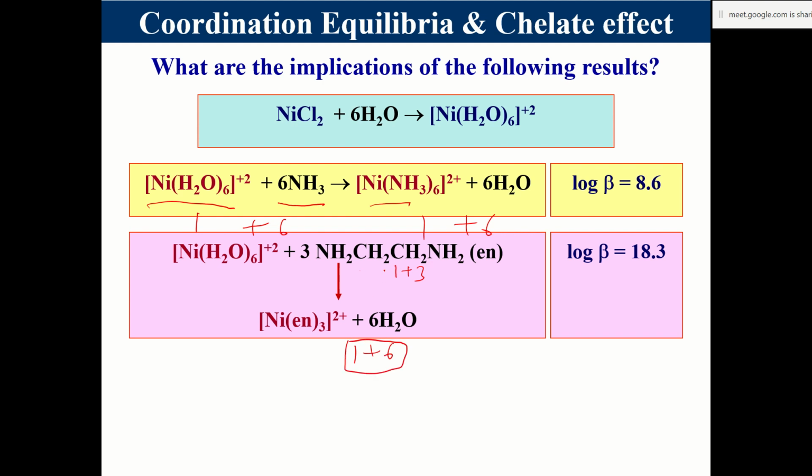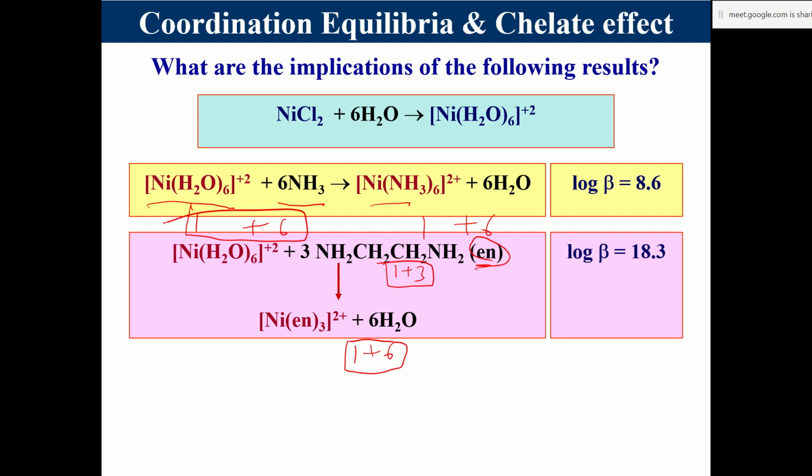So the reactant and product side, you can see the difference here. The number of particles, the number of free molecules which are roaming around randomly, has increased in this particular reaction by a factor of 3. So the difference is 3.